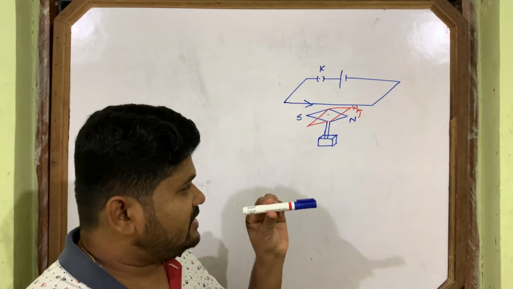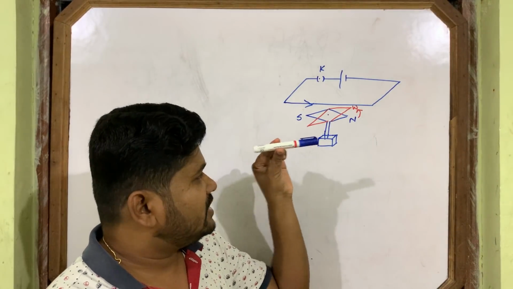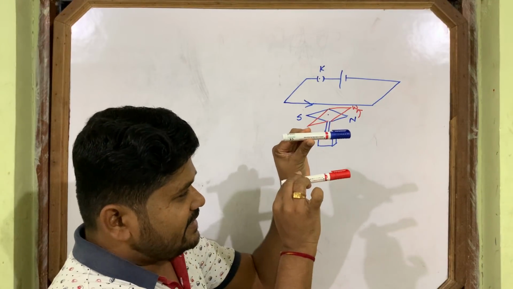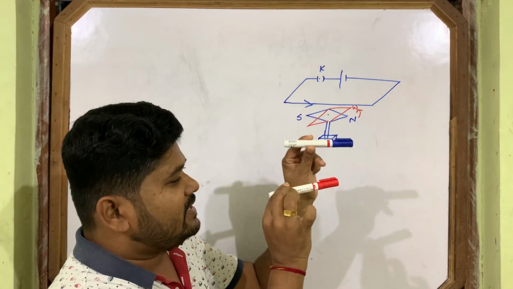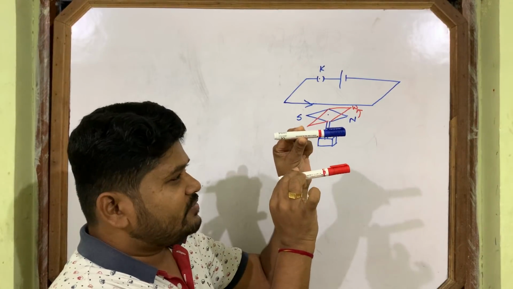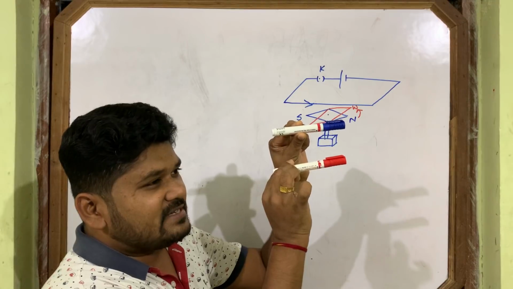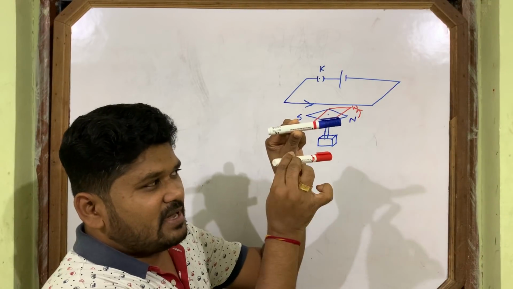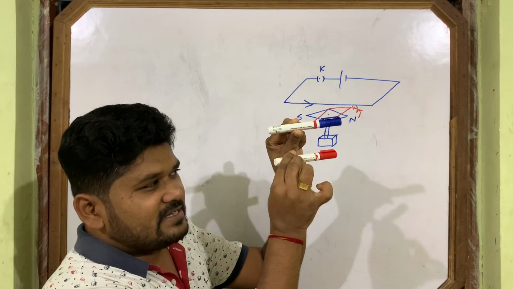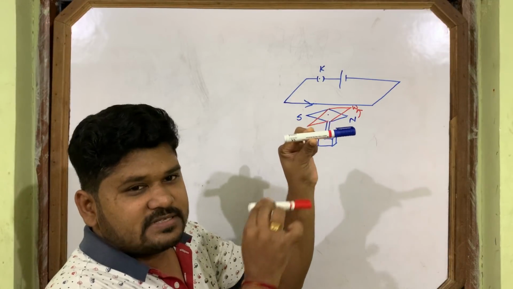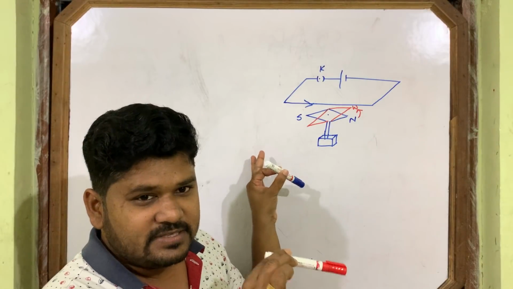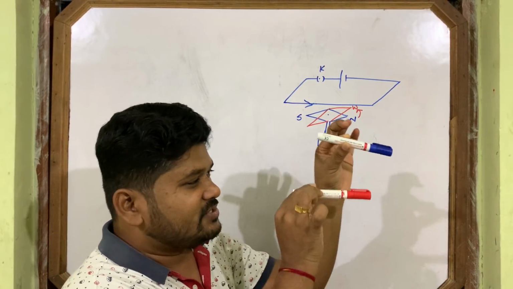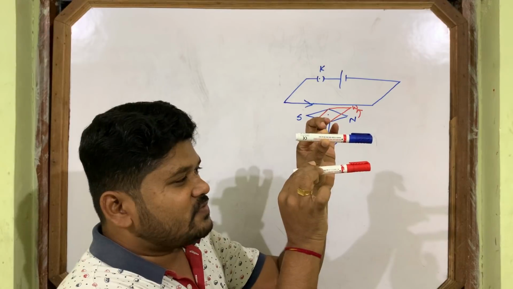If this is the conductor through which current passes, and this is the needle just kept below it, this red cap is the north pole. The north pole deflects like this. You mark now, the north pole deflects towards west. This side is west, my left hand side is west, and the right hand side is east. So the north pole now deflects towards west.